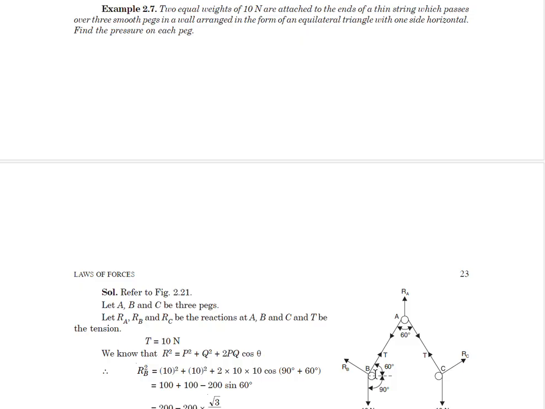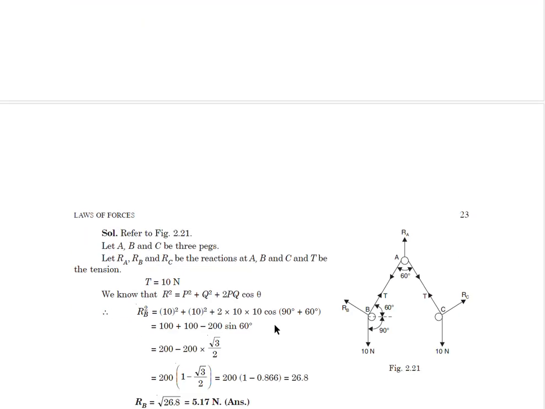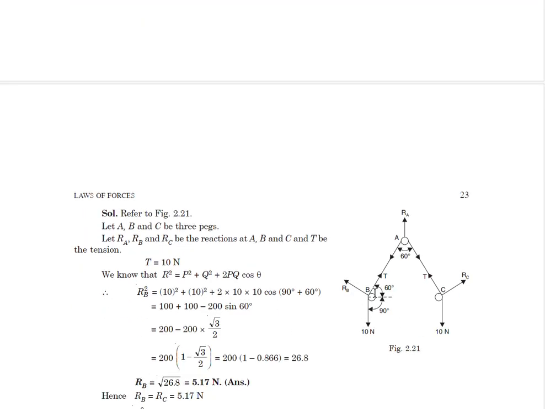So this is the equilateral triangle, and one side of it is horizontal. So this is shown like this. Okay, now A, B, C are the three pegs, and let there be three reactions at these pegs. So the tension here is given to be 10 Newton, here again 10 Newton.